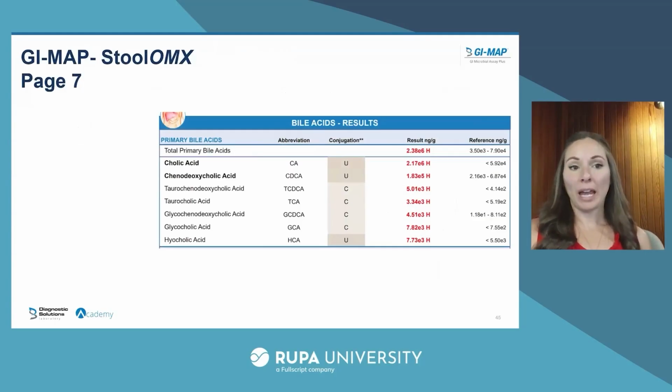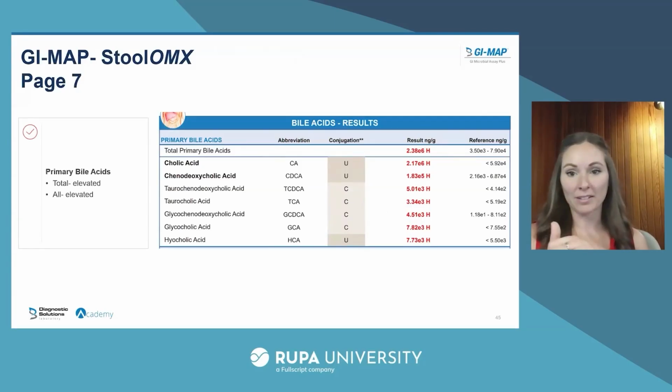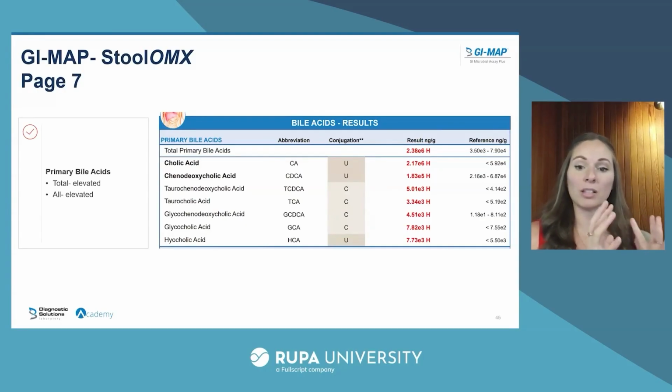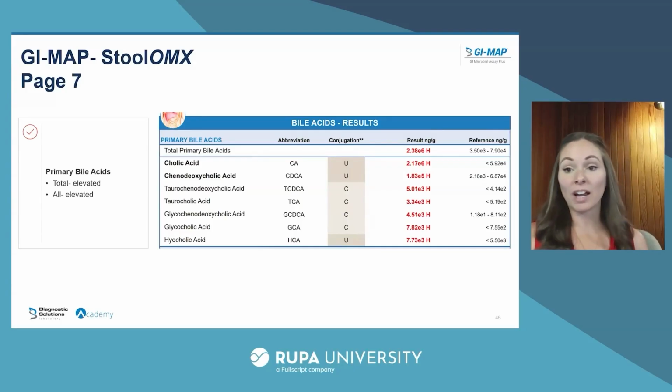Now, when we look at that middle page of the primaries and secondaries, this is where I wanted to show you, you can see all red. They're all high. And if you look at the exponents, that E number, and you look at the high end of the reference range, you're going to see that each of those are 1 to 2 magnitudes higher than the reference range. So this is significant elevation. And as I mentioned on the last slide, these can really promote that Candida colonization by suppressing the host immune response and disrupting the environment for our beneficial gut bacteria, especially this TCA, taurocholic acid.